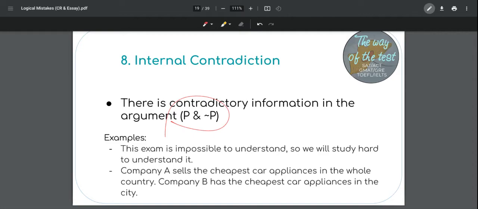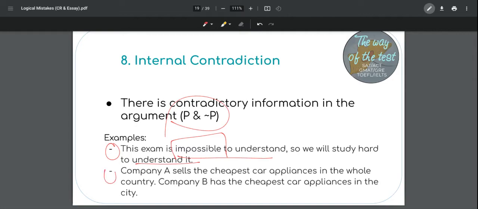So how could we fall for this? We're going to do example number one. This exam is impossible to understand, so we will study hard to understand it. So if you start with the premise that it is impossible to understand, of course, no matter how hard you try, you won't be able to understand because you just told me that it's impossible, right? So be very careful with your choice of words. When you analyze, be very careful with the choice of words that they have taken.